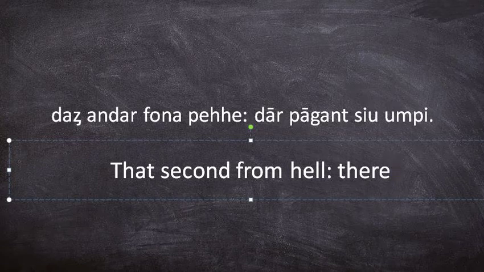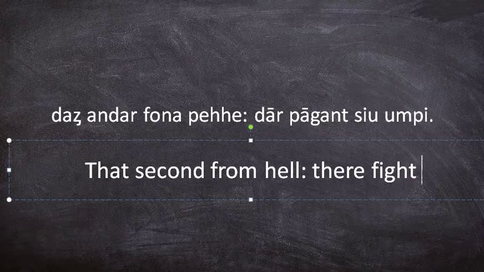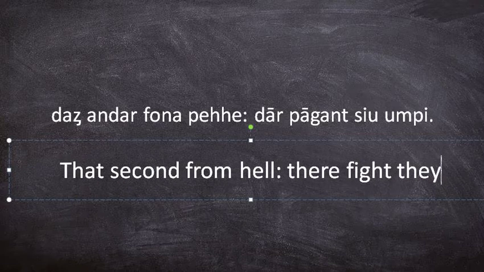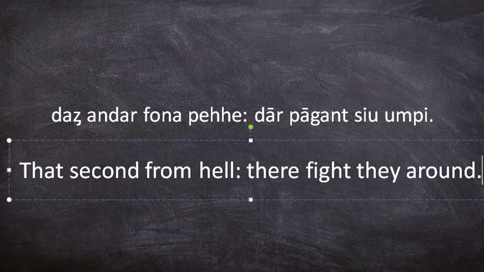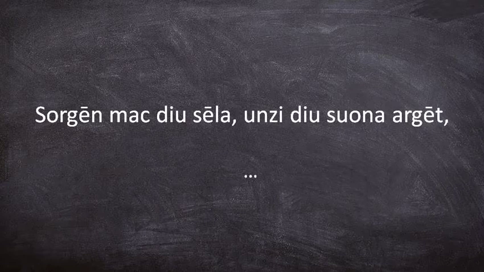Pagant means to fight, quarrel, and whatnot. But this is conjugated in the third person plural. So it's fight, and siu is they, and umpi means around. So that second from hell, they fight around, or they fight around, or whatnot. So pretty straightforward. Let's move on.